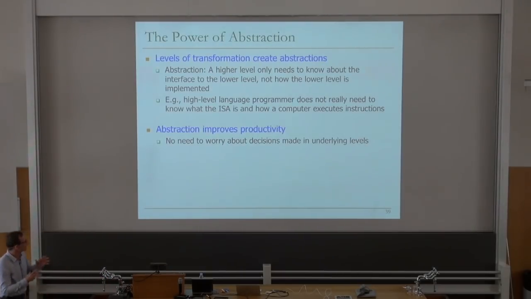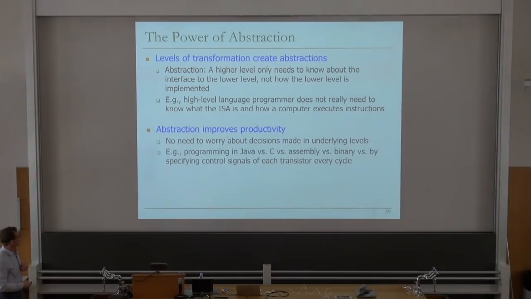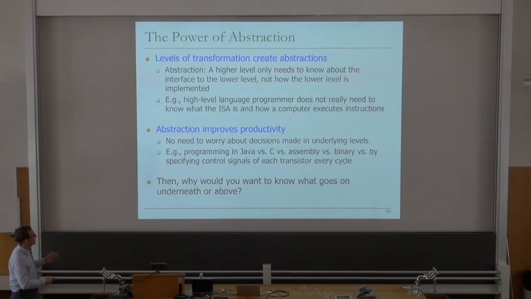So we're just applying what we just discussed to this slide. This is great. For example, programming in Java is easier than programming in C, which is easier than programming in assembly, which is easier than programming in binary, which is easier than specifying the control signals of what should happen every single cycle in your system, right? We have an abstraction at the higher levels, which is good. But why would you want to know what goes on underneath or above?